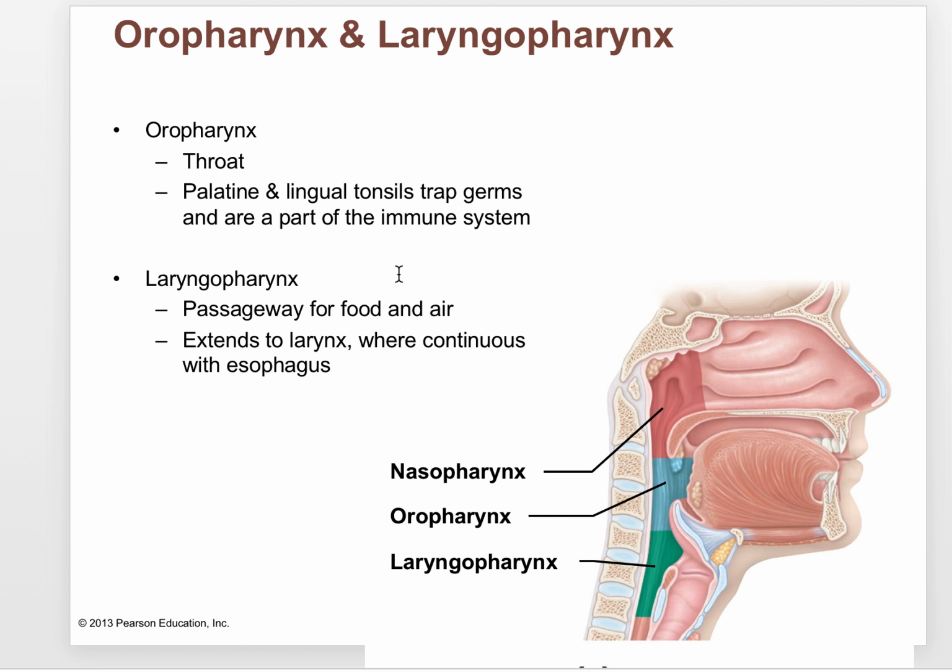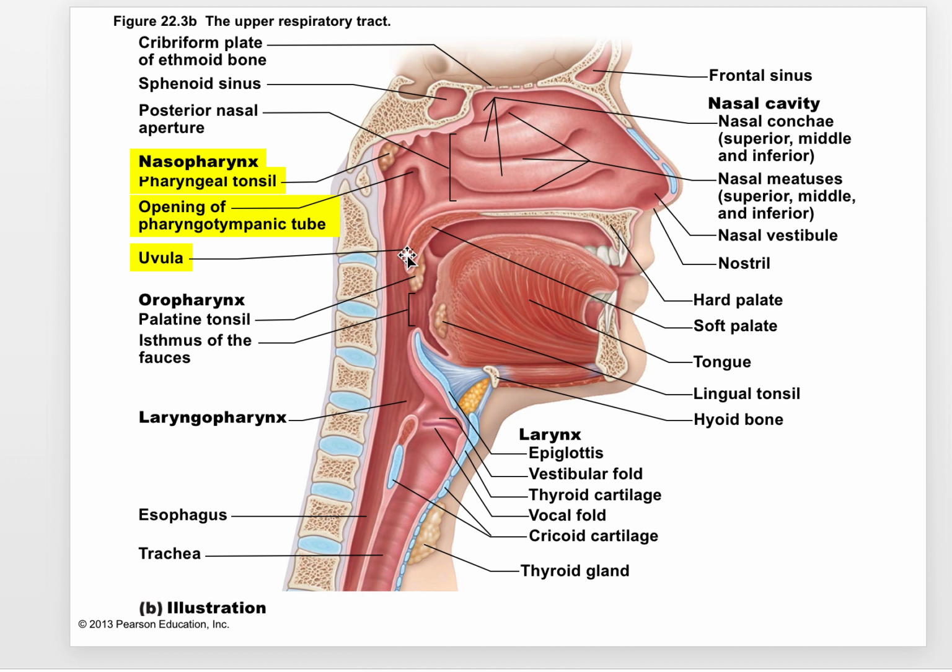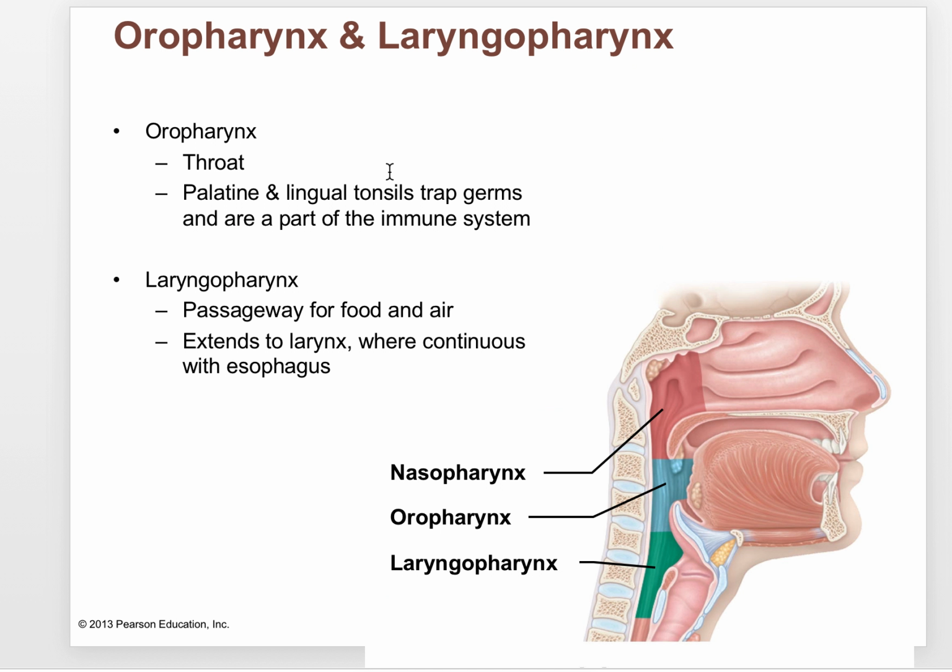Here's the uvula from a sagittal viewpoint. The uvula sticks down the back of the throat. There's the opening of the pharyngotympanic tube here. There's tonsils. Remember, tonsils is a lymphoid organ. There's the oropharynx and the laryngopharynx.